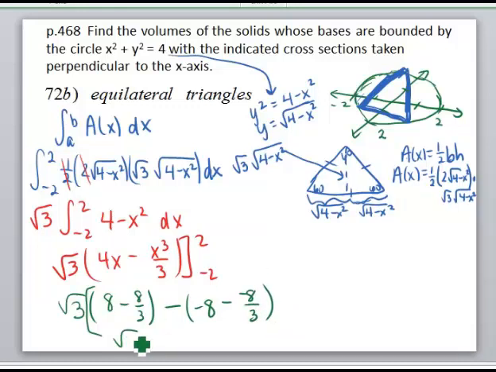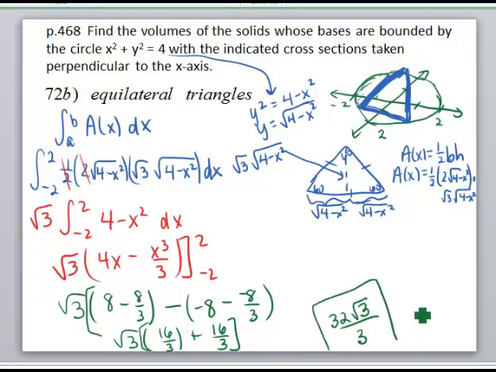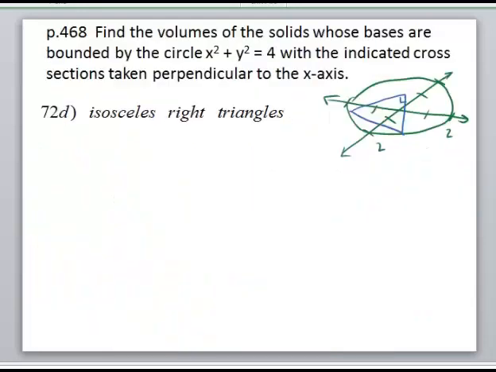This gives me the square root of 3 times 16/3 plus 16/3, and that's just by me making common denominators. So when I add 16 plus 16, I get 32, multiplied by the square root of 3, all over 3. I think I said in the last video that you get 32 square root of 3 over 2. That was a little mistake. And this is the correct answer.